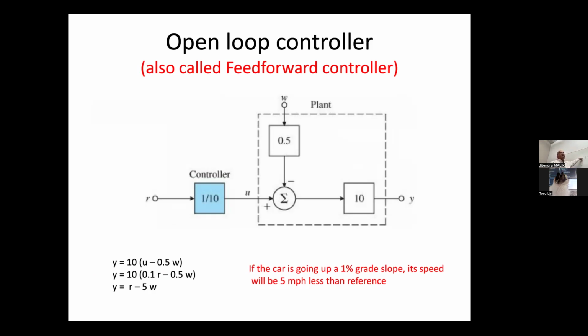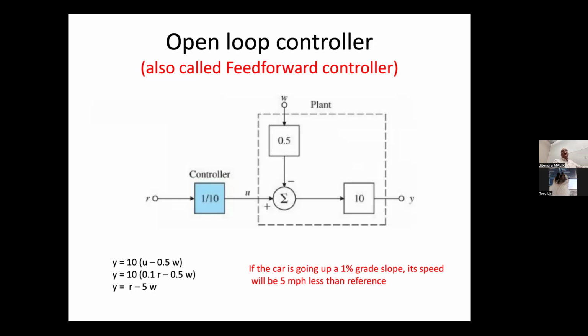Y is the actual speed. R is the reference speed. So this is standard terminology from control. The reference speed might be 50 miles per hour or whatever, right? And then minus 5W.